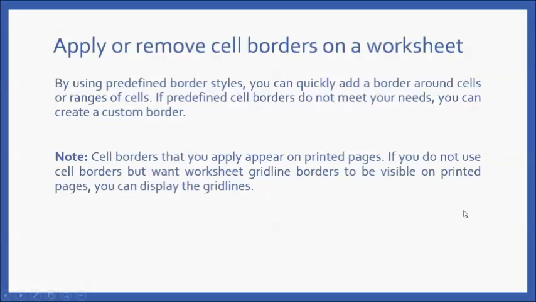Apply or remove cell borders on a worksheet. By using predefined border styles, you can quickly add a border around cells or ranges of cells. If predefined cell borders do not meet your needs, you can create a custom border. Cell borders that you apply appear on printed pages. If you do not use cell borders but want worksheet gridline borders to be visible on printed pages, you can display the gridlines.